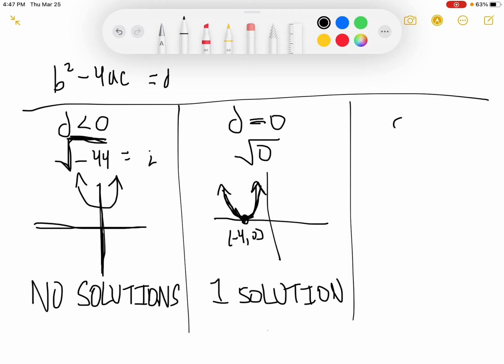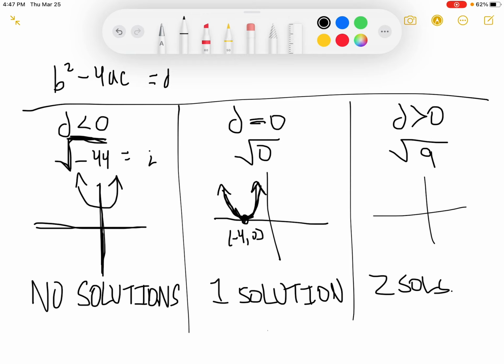There could also be, if D was greater than 0, let's say it was 9, that would mean it's plus or minus 9, which means there would be 2 answers. So 2 solutions. I'll just say sols to abbreviate. And that would be the typical thing where it's like this. It touches here and here.